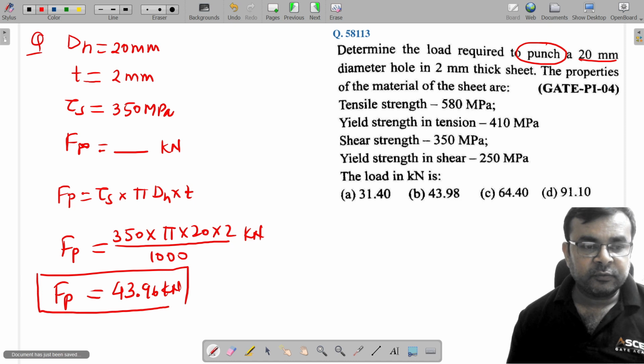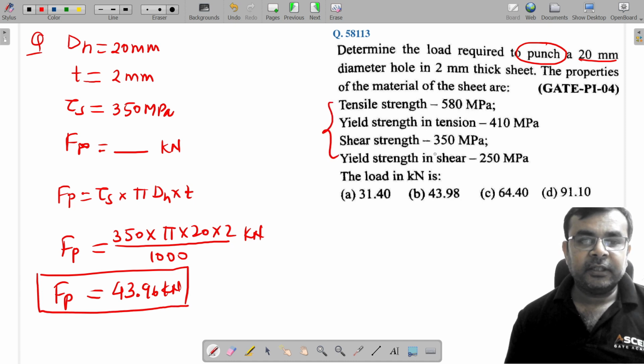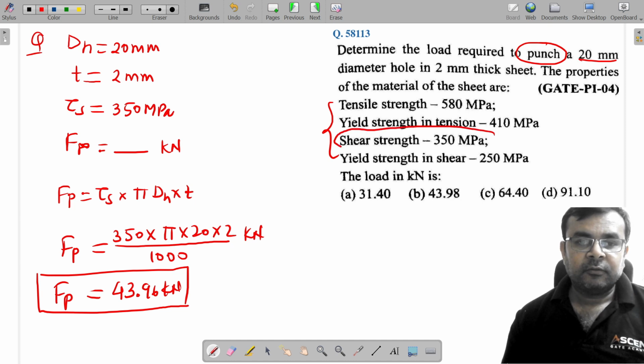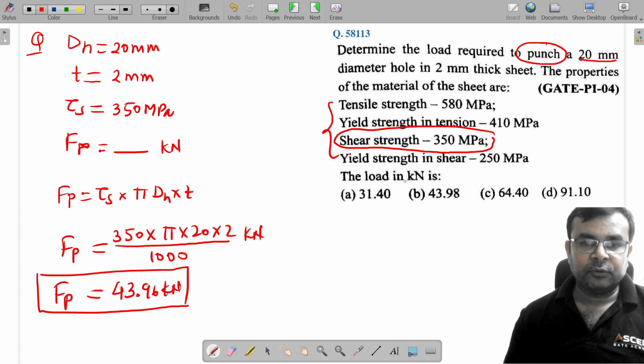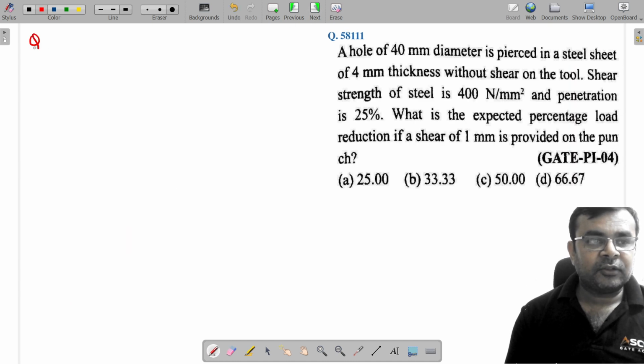So don't be confused with these number of values, correct? We only use this value because in the punching operation the metal gets sheared out, so here we need to use shear strength only. According to this, the correct answer will be 43.9. When you use 250, you will get this value, and when you use 410, you will get this value. For every case, the answer is given here. So don't be confused. Okay, so let's see another question.